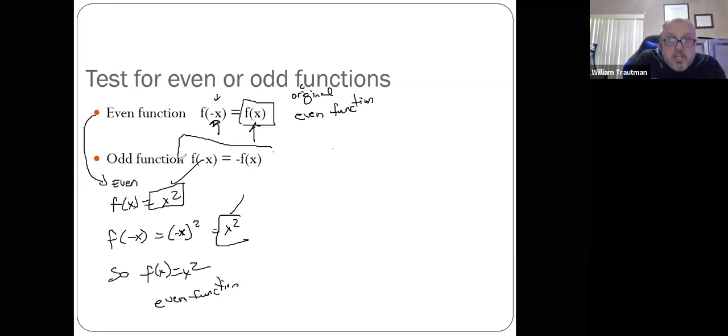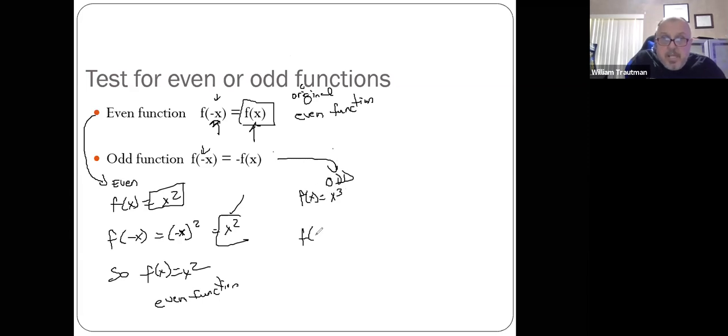Odd functions. If you put a negative inside of the function and you get a negative outside of the function, your function turns negative, then we call it an odd function. And here's an example of an odd function, x to the third. f of x equals x to the third. If I put a negative into that function, negative x to the third, when you do a negative to the third power, you still get a negative answer.